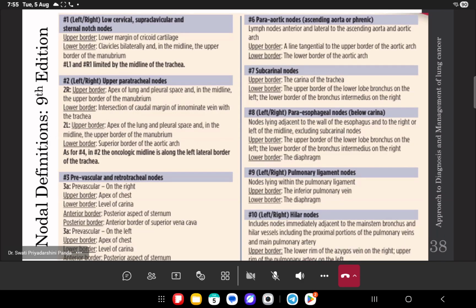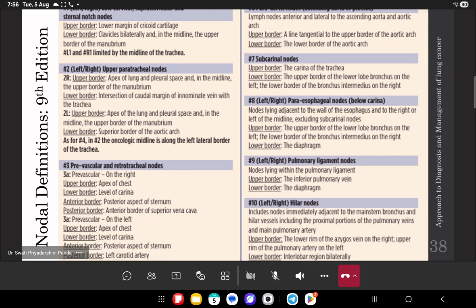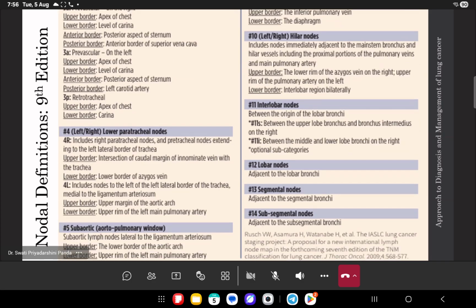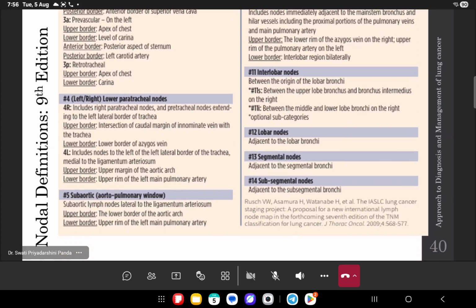This is the nodal definition, ninth edition. Level 1: low cervical, supraclavicular and sternal notch nodes. Level 2: upper paratracheal nodes. Level 3: prevascular and retrotracheal nodes. Level 4 is lower paratracheal nodes. Level 5: subaortic, aortopulmonary window.